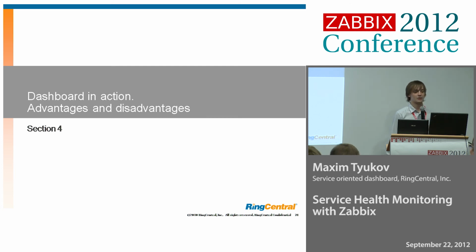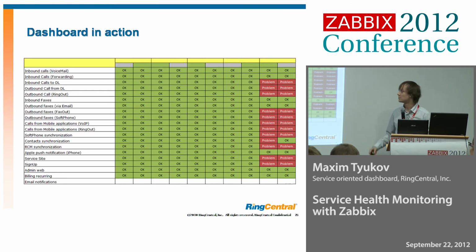So let's see this board in action and this picture again. Actually, this is a real example of an outage in RingCentral which happened some time ago. And when we saw this picture, we didn't waste time on any investigation. We made a decision very fast. We switched to reserved units. And that was a very effective approach.